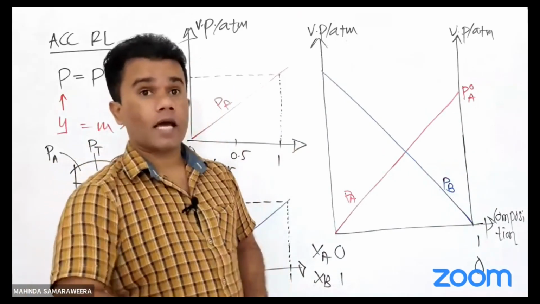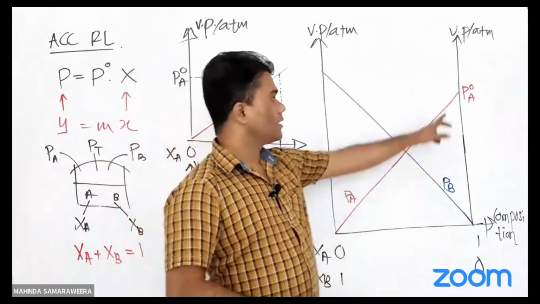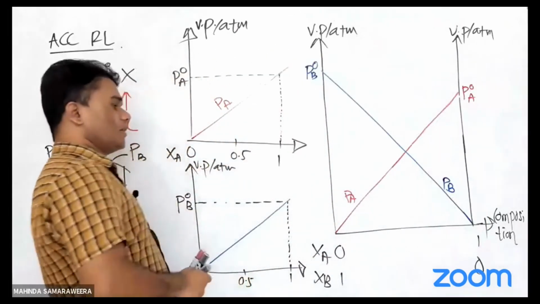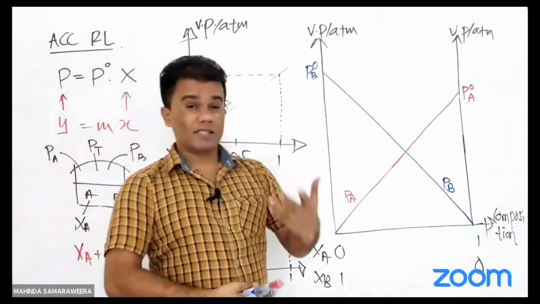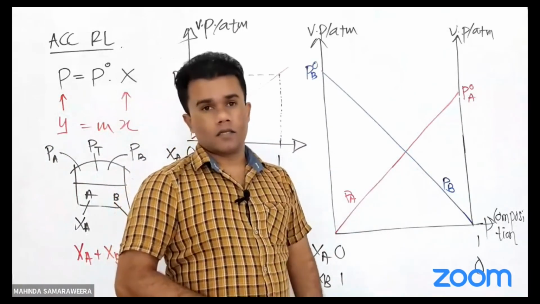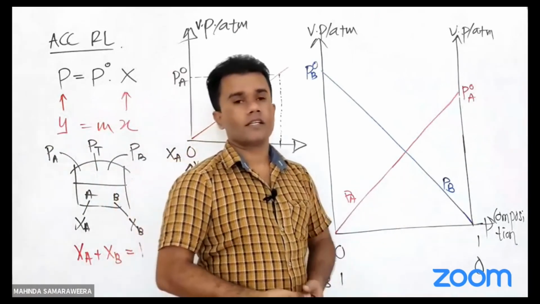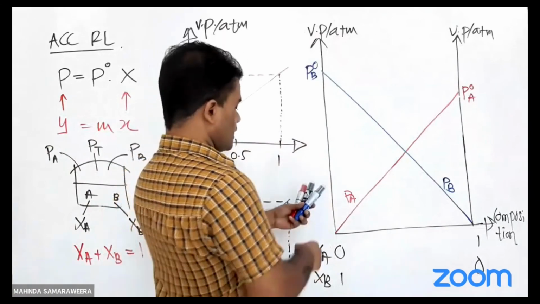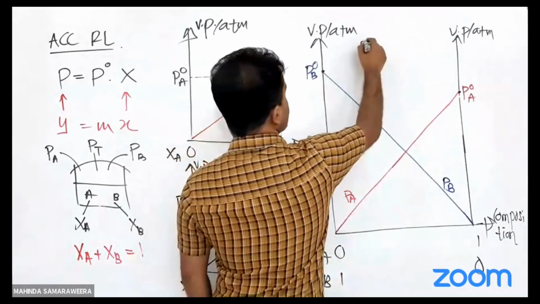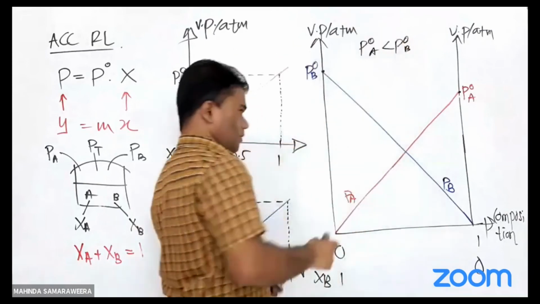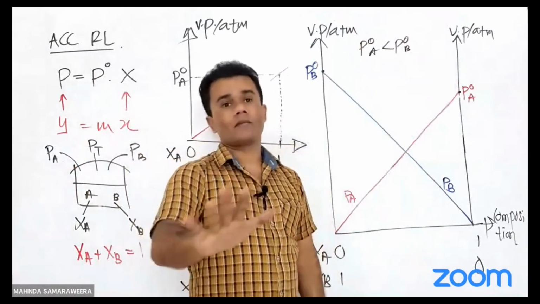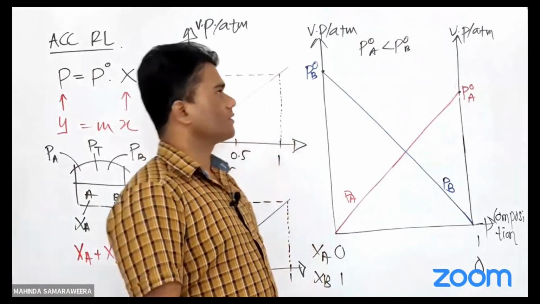If it is 100% ideal, then these two, P naught A and P naught B, should be equal. This is P naught B. When XB equals 1, the pressure is P naught B. If it is 100% ideal, these two values should be equal, and this cross mark should be exactly at half mole fraction. But normally that doesn't happen. According to my example, P naught A is smaller than P naught B. But there can be another example where P naught A is greater than P naught B. That's also possible.